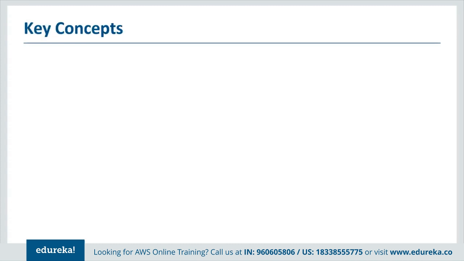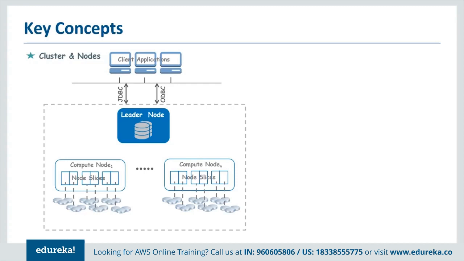But there are certain key concepts which you should be aware of when you're dealing with Amazon Redshift. So we'll discuss them now. An Amazon Redshift data warehouse is a collection of compute resources which we call nodes. And when these nodes are organized into a group, they become a cluster. Each of these clusters runs an Amazon Redshift engine and contains one or more databases. This cluster has a leader node and one or more compute nodes.